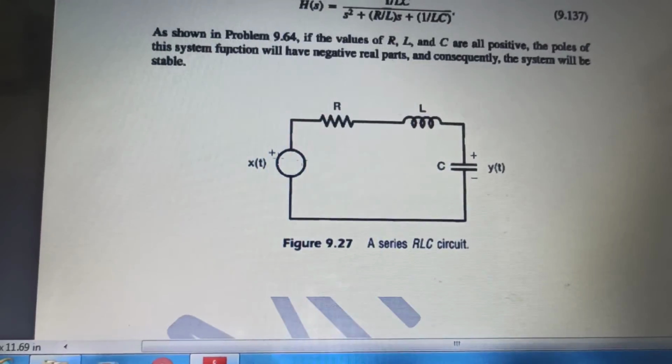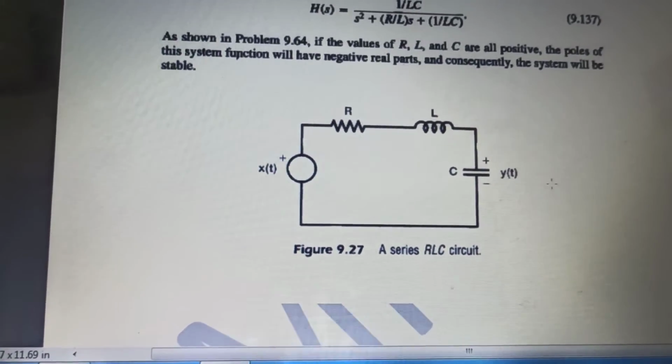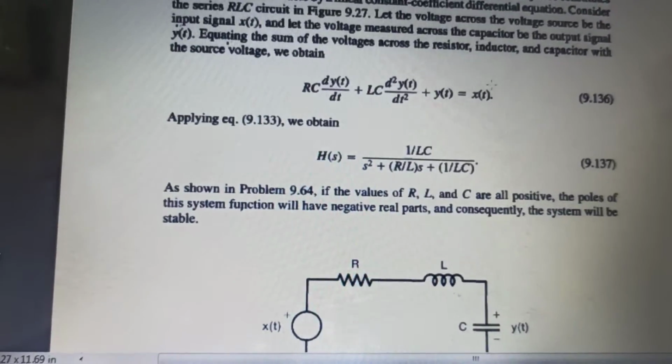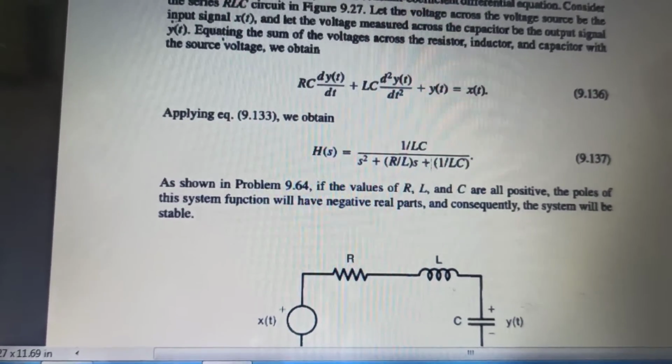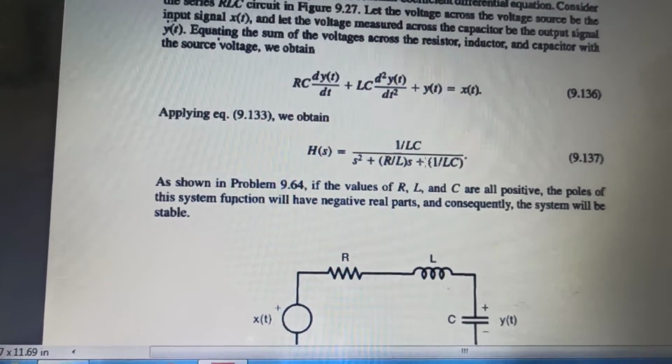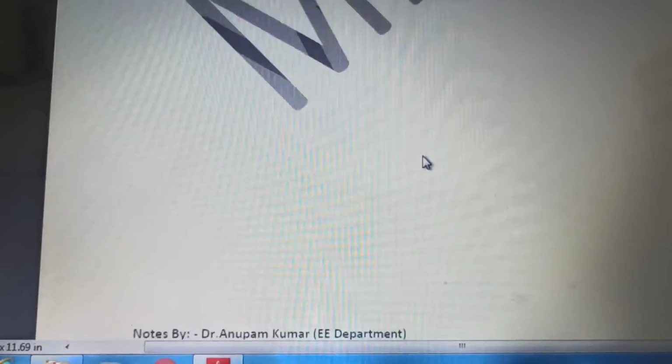This is the RLC circuit. Input is here and output is taken through the capacitor. And these are the governing equations. When this equation is solved, the corresponding poles and zeros can be obtained. Okay. One more thing.